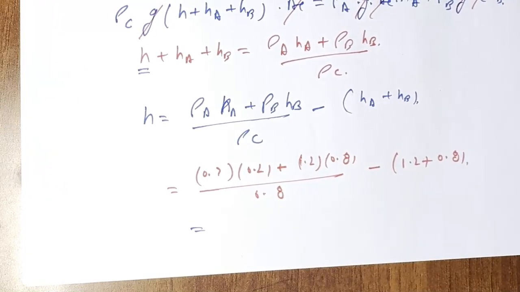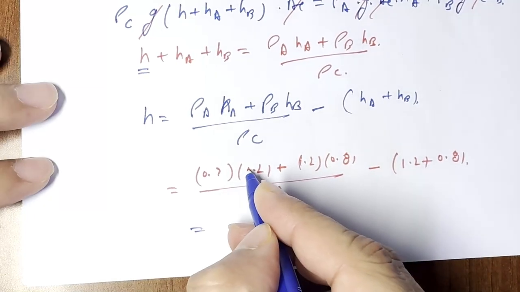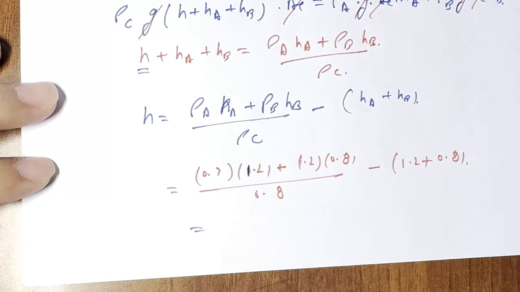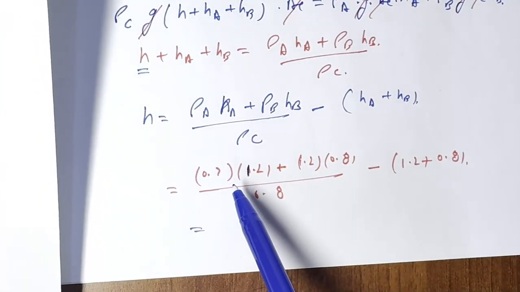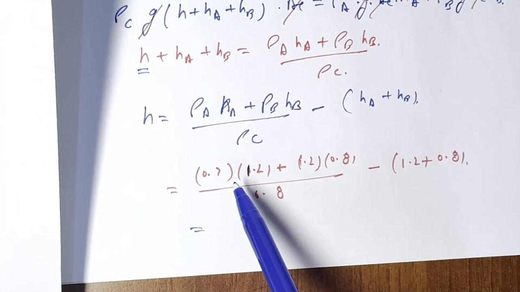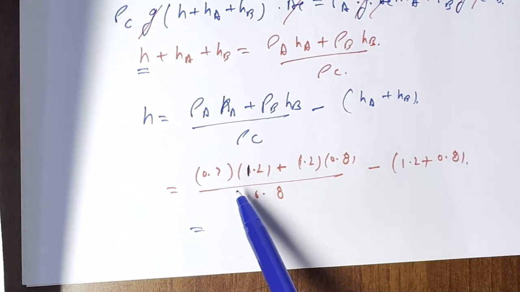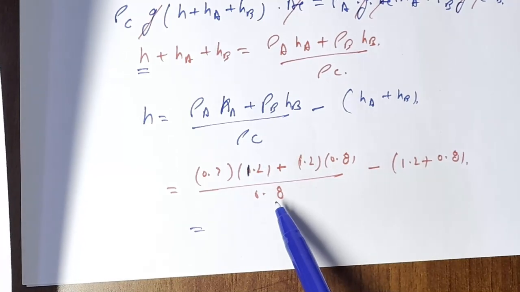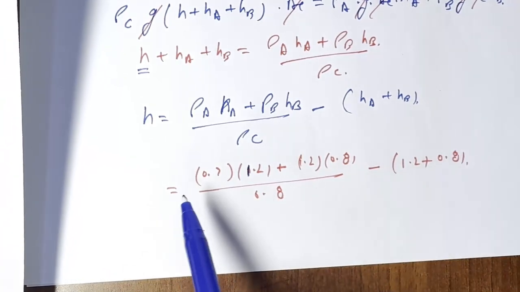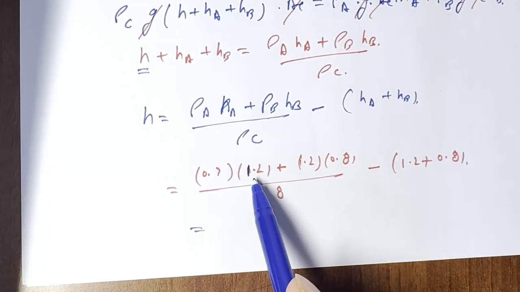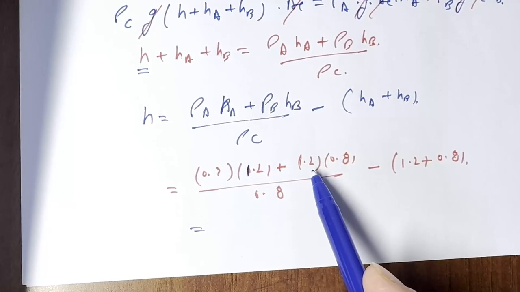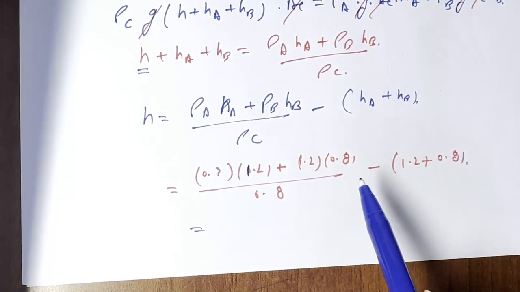Let me check, I think it's 1.2, sorry, one second. Density of liquid C is 0.8, and we have liquid A and B. Rho A is 0.7, it's correct. HA height is 1.2 and rho B is 1.2 and HB is 0.8. Yeah, it's correct.